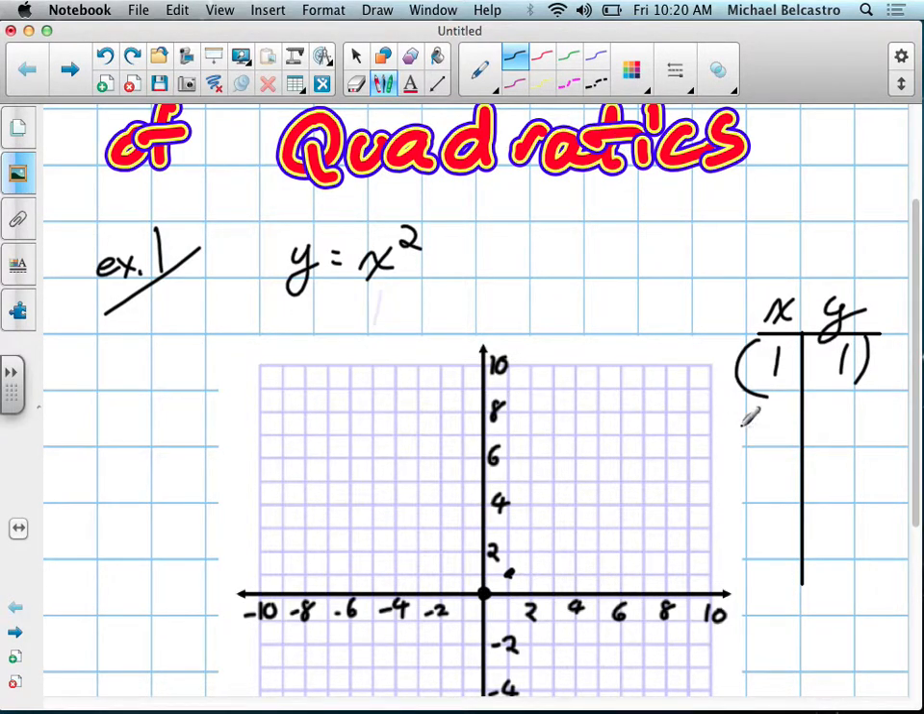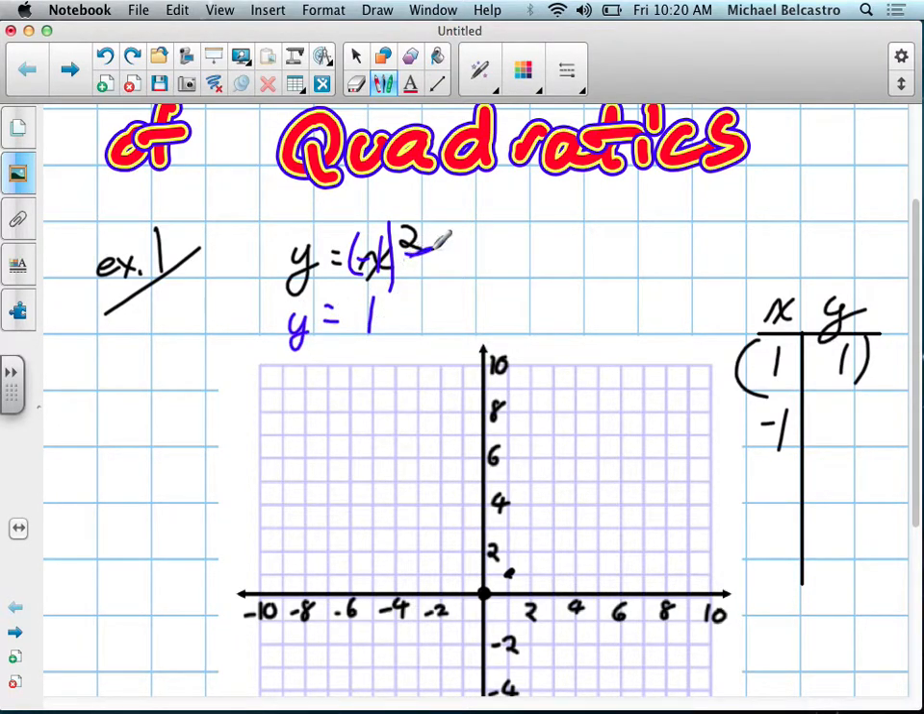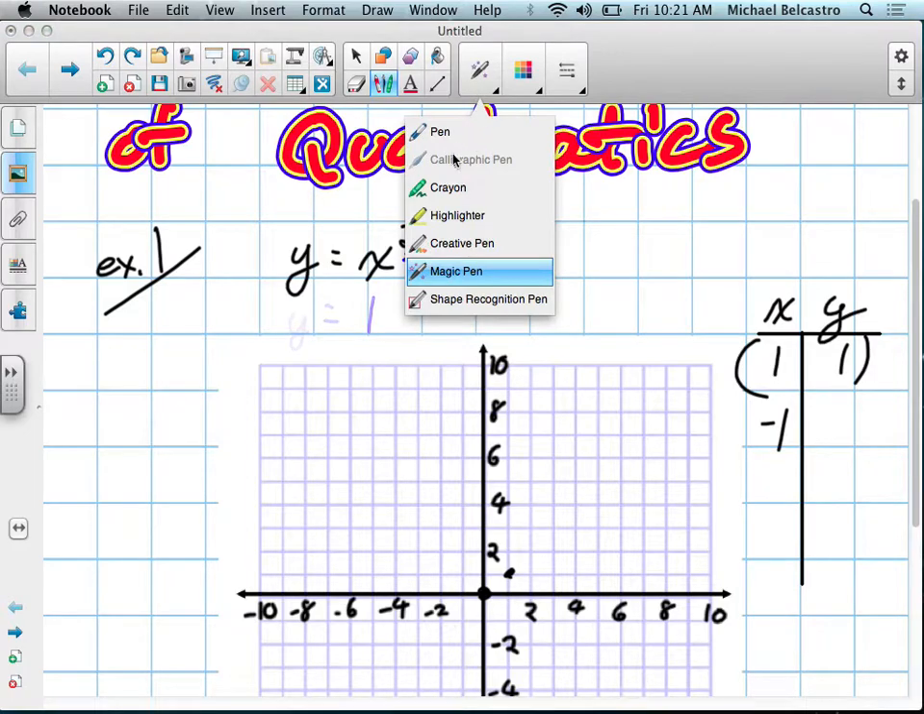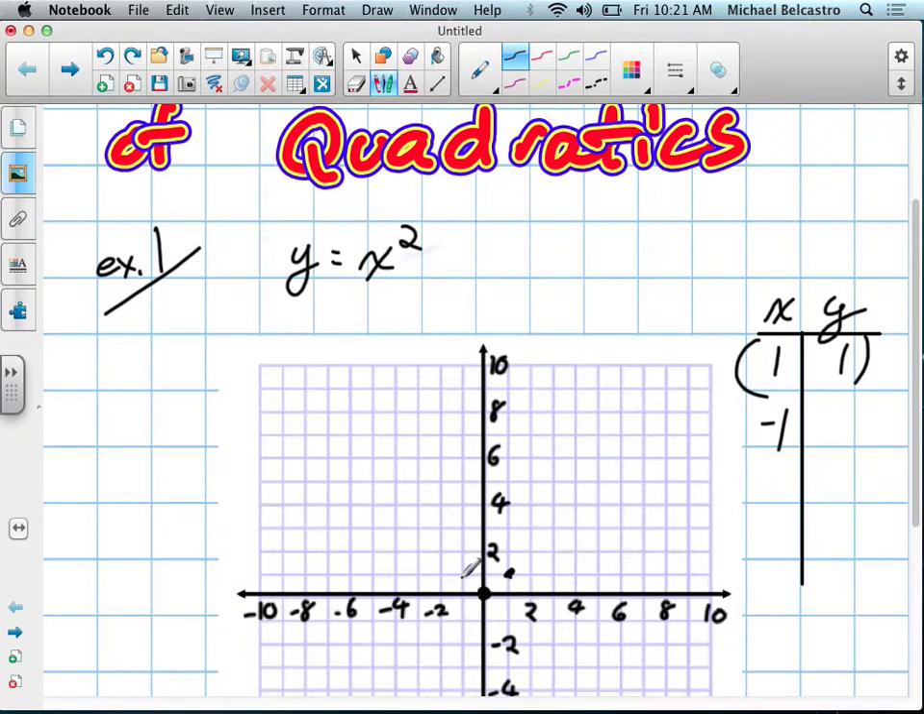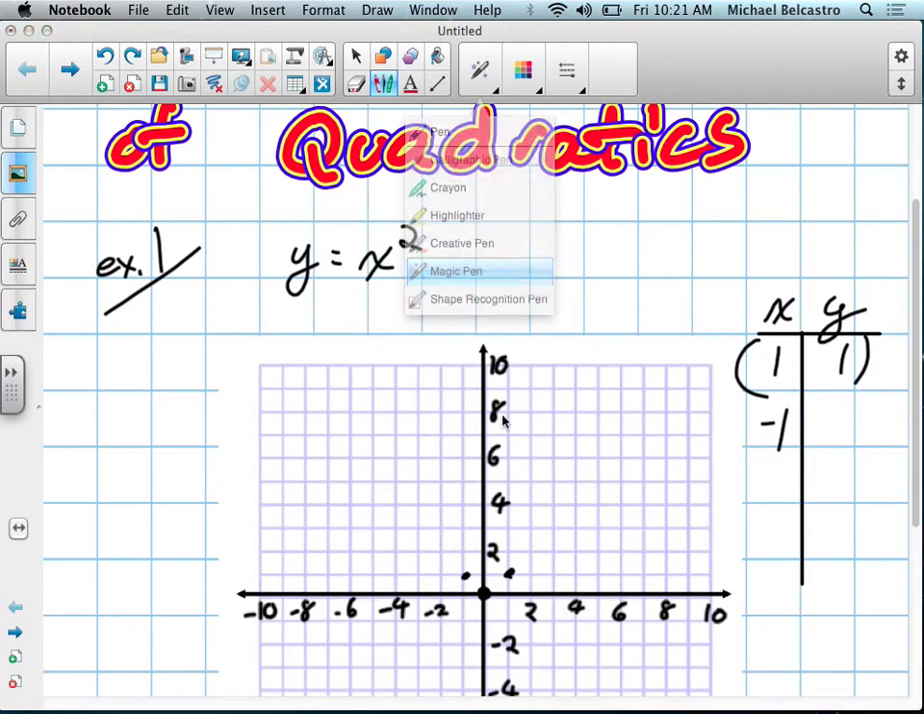Okay? That same idea, let's say we put in negative 1. If I were to square negative 1, what happens? 1. Yeah, we get positive 1. Okay? Because we're squaring our number, we're always going to end up with a positive y value, assuming there's no negative sign in front of the x. So at negative 1, you guys will notice this is a mirror image of our other one.